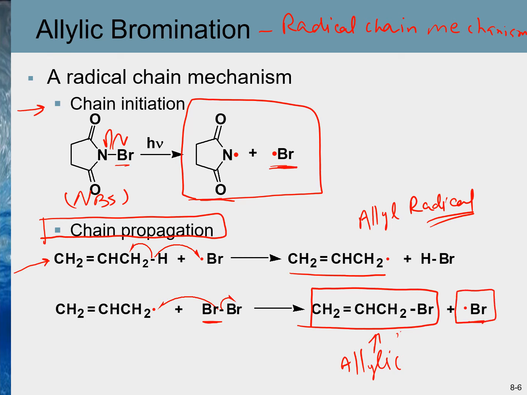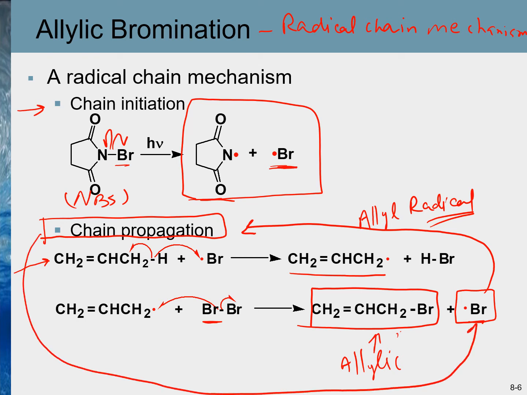This bromine radical will undergo the same propagation step one more time, and then the resulting product will form another bromine radical, and that bromine radical will undergo the same propagation step, and it will result in another, and this process will continue until we run out of all the alkene molecules. So that's why it's called a chain propagation. It's like a chain, it continues.